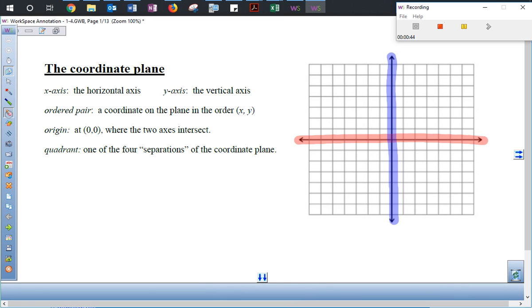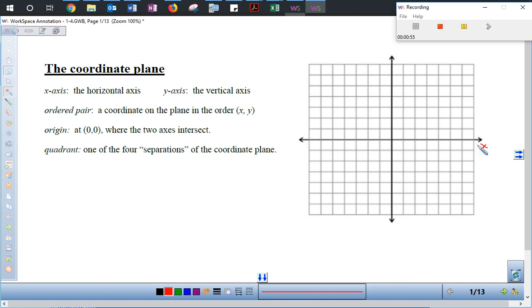It's the vertical axis. So what we're going to do is label these just so we know. On the x-axis right here, we're going to go all the way to the end on the right side, and I'm going to put a lowercase cursive x because we label lines with lowercase cursive letters, which we'll talk about later on in the year, but we're going to call this the x-axis. Now this one's the y-axis, so I want to label it with a y. I'm going to go to the very top of it, and I'm going to label it with a lowercase cursive y.